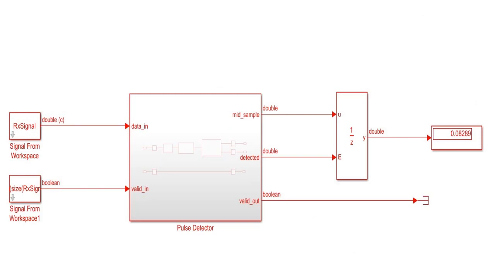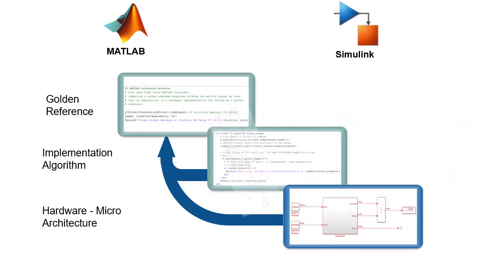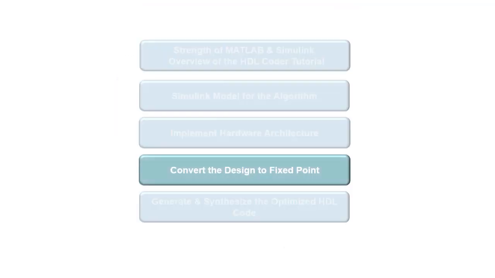In the third part of this video series on the HDL Coder, we have made changes to the Simulink model for HDL code generation and emphasized the techniques available to optimize parameters to improve speed and resource usage. In the next video, we will convert the Simulink model design to fixed point data types.